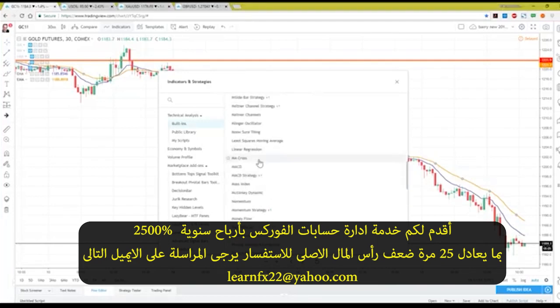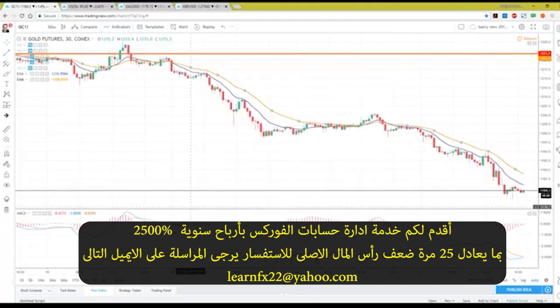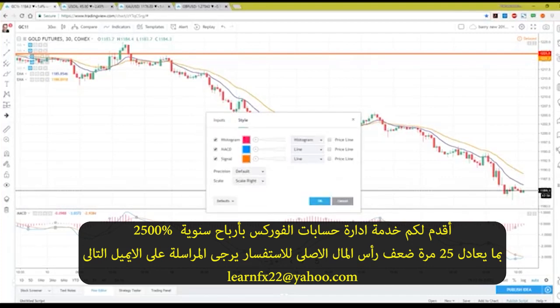Come on, where's my MACD? On our chart. And the MACD is placed at the bottom of our chart. So let's go set this up here for us. I'm going to take off the histogram. I'm going to take off the signal line, because the only thing we're concerned with right now is the MACD line.